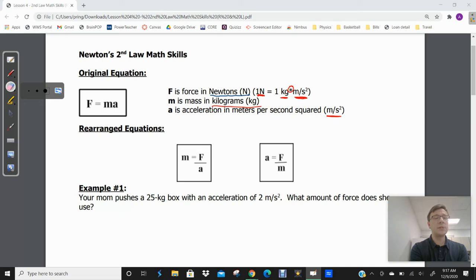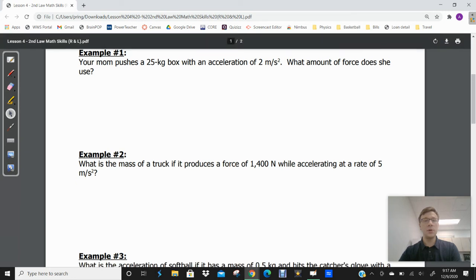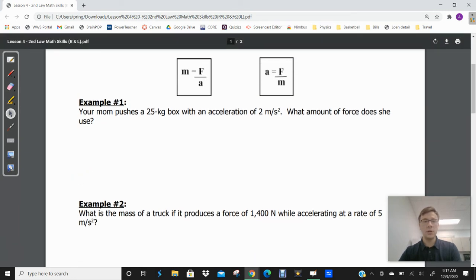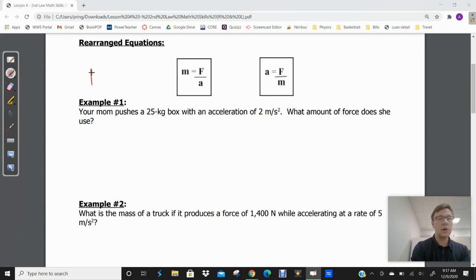We're going to do 3 of them together, and then you're going to have some practice problems on your own. Starting here with example 1, I will leave the equations on the screen here, and I'll rewrite that initial one, F equals M times A. It says your mom pushes a 25 kilogram box with an acceleration of 2 meters per second squared. How much force does she use?